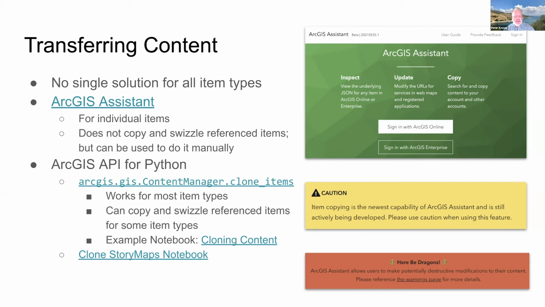We often get asked to clone story maps on our campus, the new story map format. And of course, story maps contain web maps, which contain feature layers. And so we wrote a little notebook that helps with that.